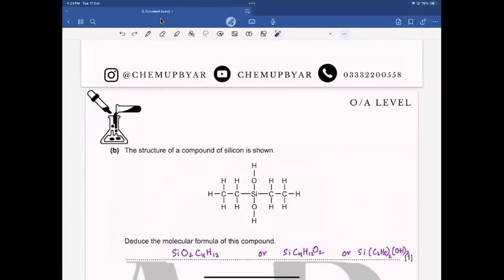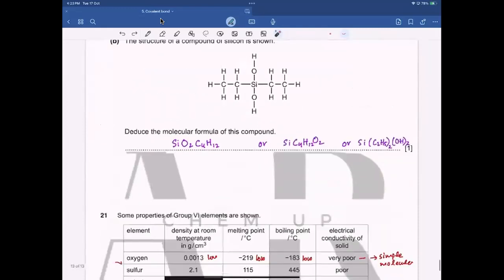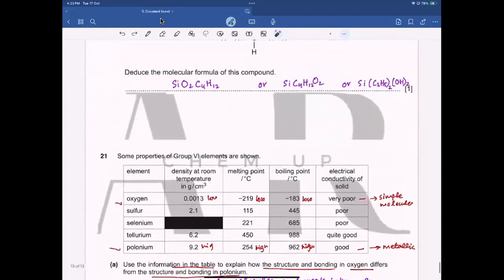Now we have a question. Some properties of group 6 elements are shown: oxygen, sulfur, selenium, tellurium, and polonium. Use the information in the table to explain how the structure and bonding in oxygen differs from the structure and bonding in polonium. If you see oxygen, its melting and boiling points are very low. And if you look at polonium, it has a high melting and boiling point.